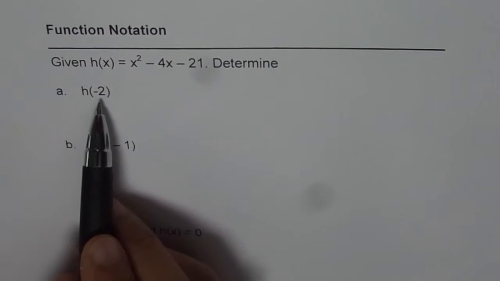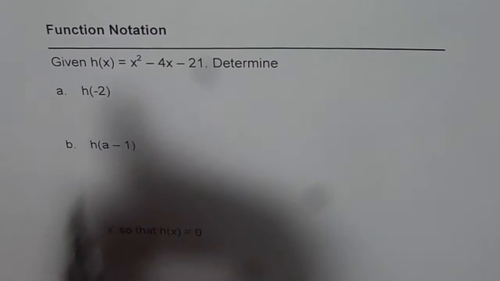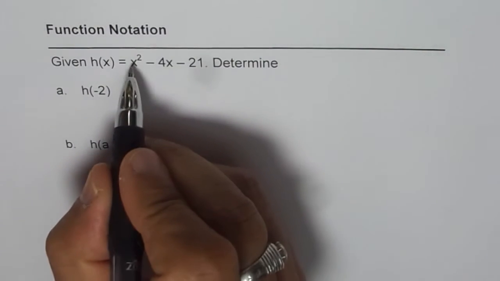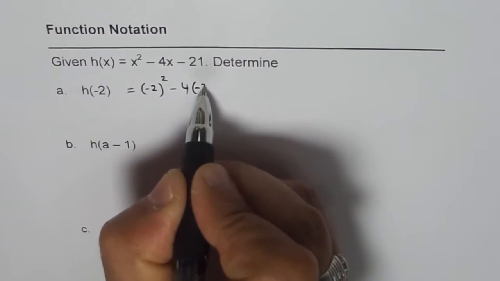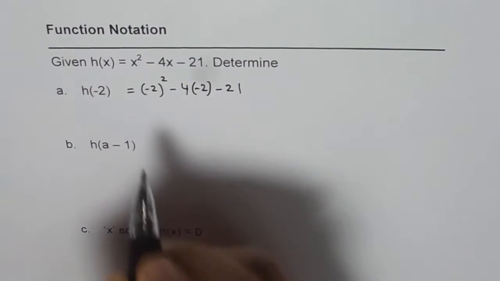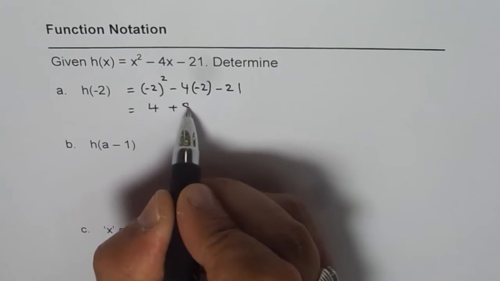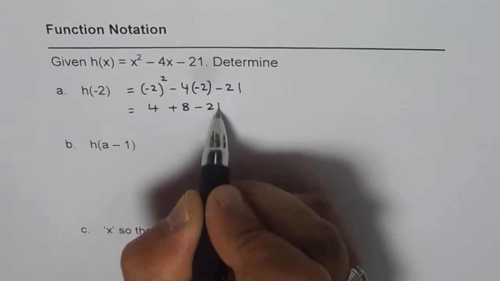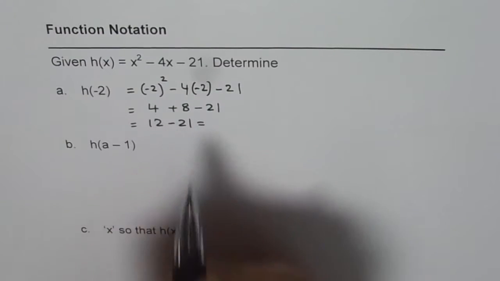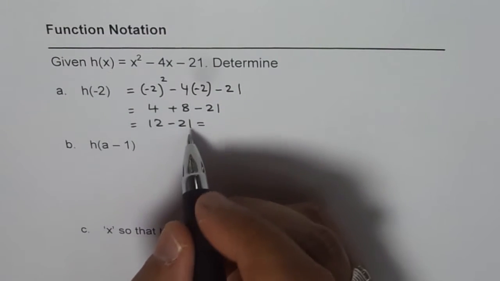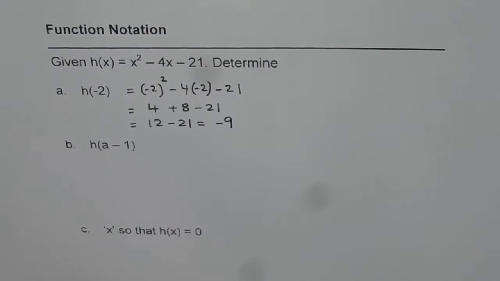Now when we say h of minus 2, it means the value of the function when x is equal to minus 2. So we replace x with minus 2, that gives me minus 2 squared, minus 4 times minus 2, minus 21. Now minus 2 squared is 4, and minus times minus is plus, 4 times 2 is 8, and then minus 21. So that is 12 minus 21, right? So 12 minus 21 is negative 9. So h of minus 2 is negative 9.